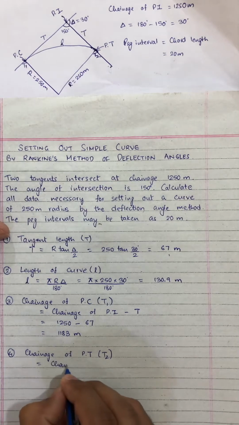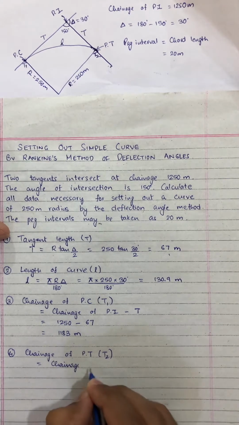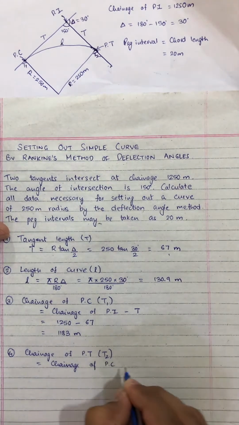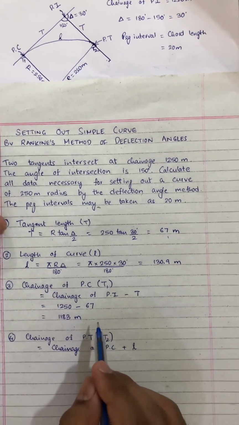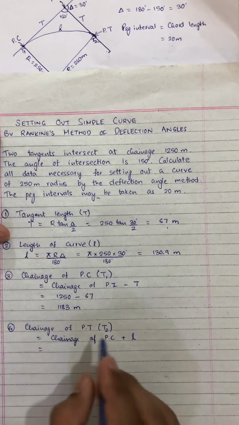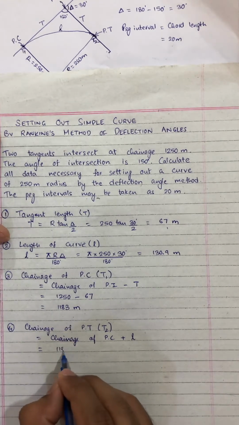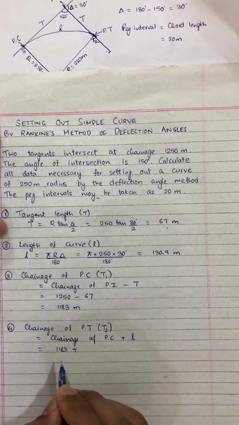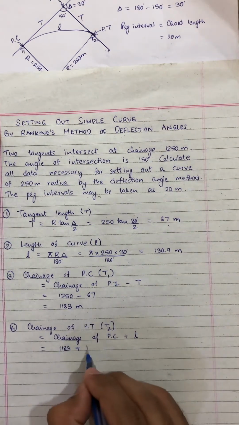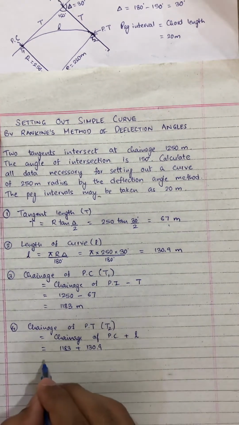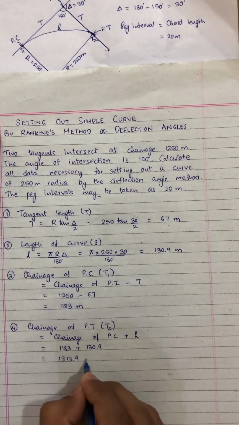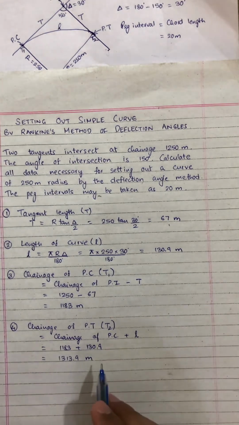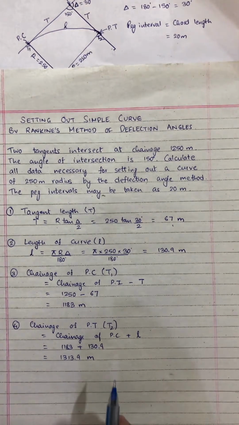So this is chainage of PC plus this length of curve, that is small l. So this value will be 1183 plus length of curve is given as 130.9. So it comes out to 1313.9 meters. The chainage of PT comes out to 1313.9 meters.